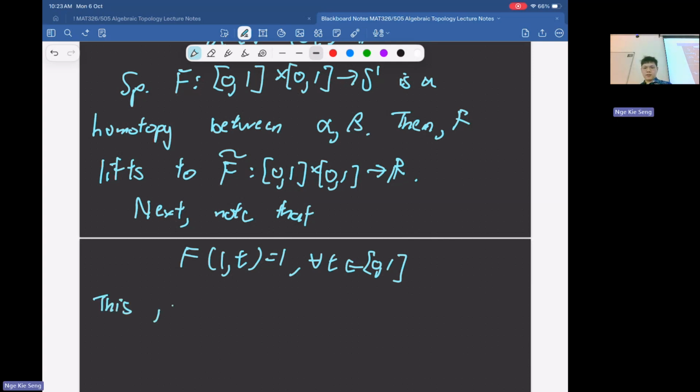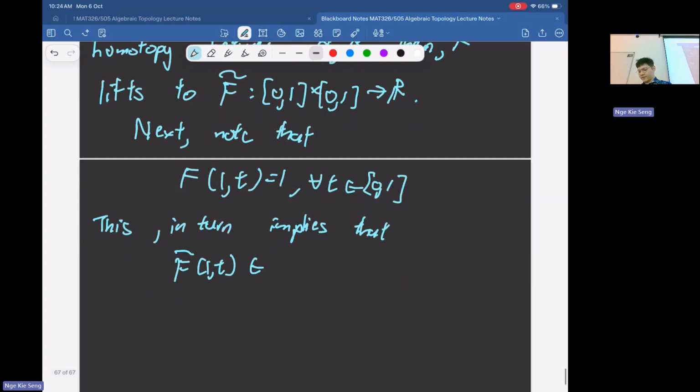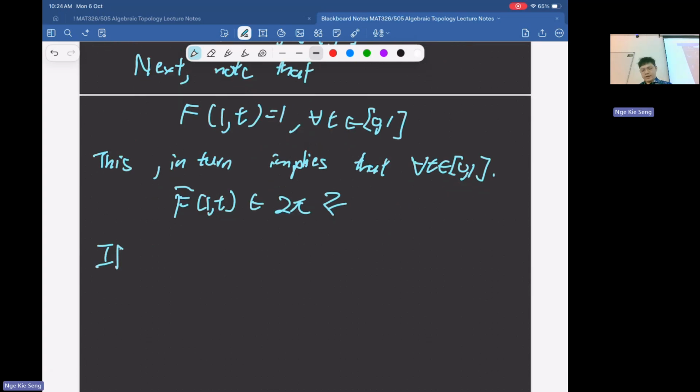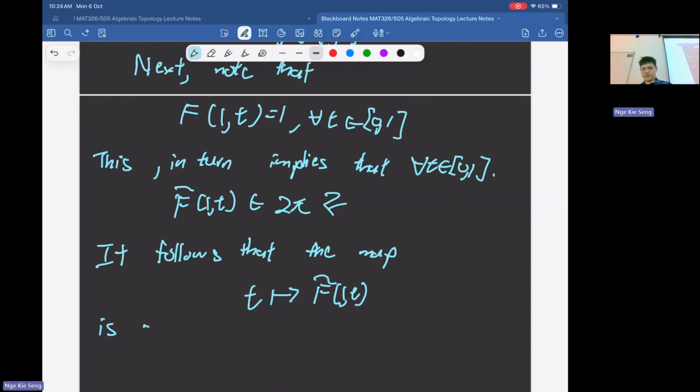Thus, in turn, what's the lift? This lift should live inside the pre-image of 1. The pre-image of 1 is what? We keep using this fact. This is a multiple of 2 pi. So this is the pre-image of 1 under P. Again, it is a connected space mapping to a discrete space 2 pi Z. So it follows that the map fixing t to this lift is constant.